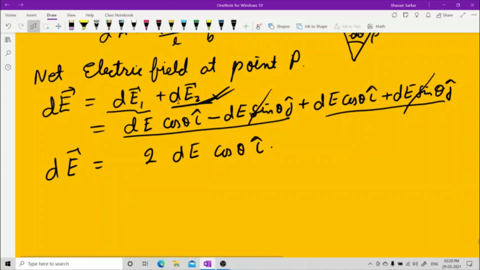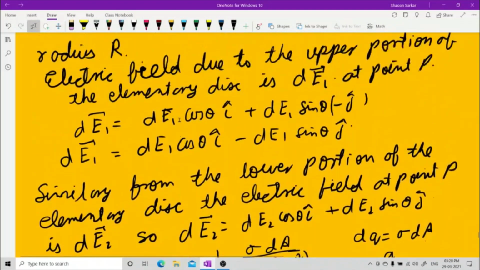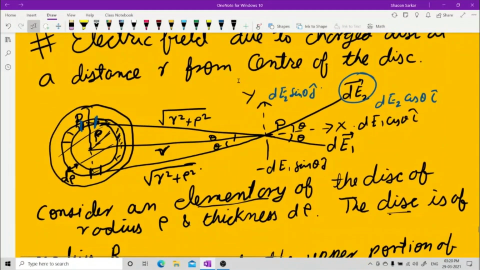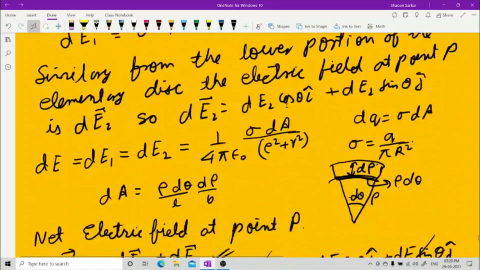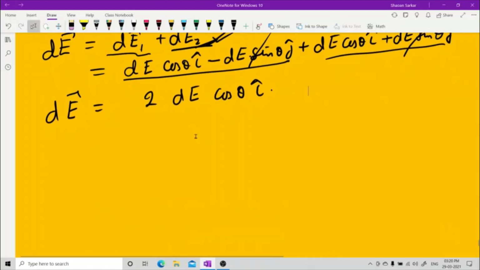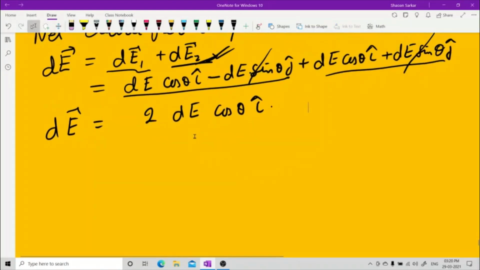See, in smaller classes, especially in class 12, you used to write this. If you see this figure, this component is going to cancel out with this component. We used to write that the vertical components cancel each other. Instead of writing that cancellation, you can do it vectorially. They will automatically cancel out mathematically. Now let us put the value of dE in this.